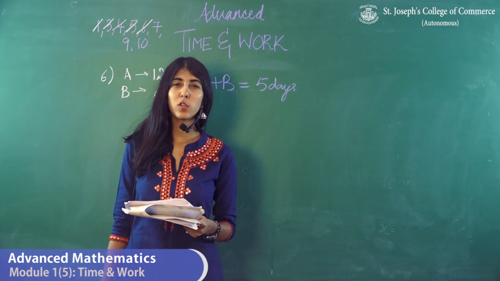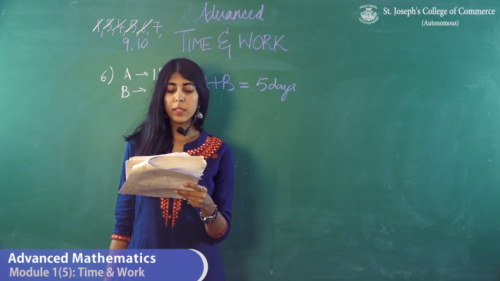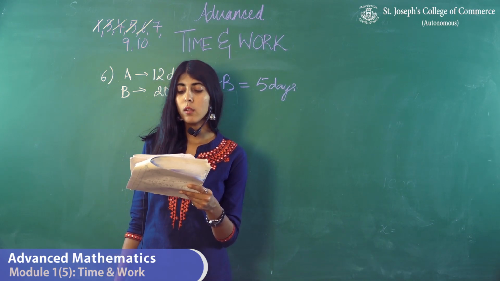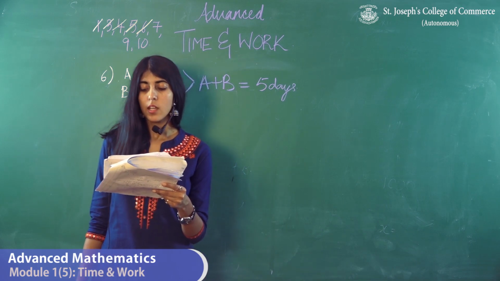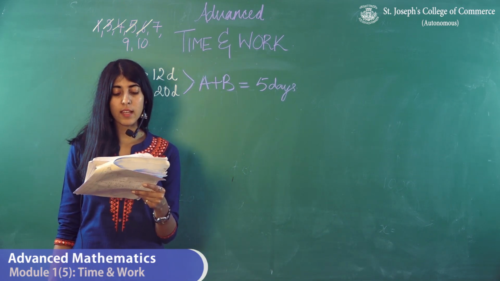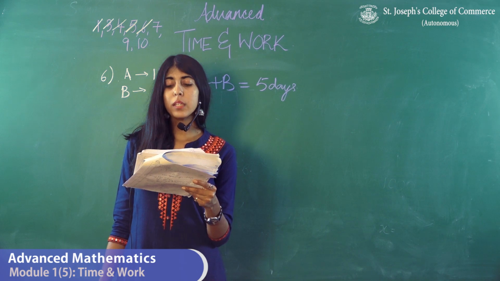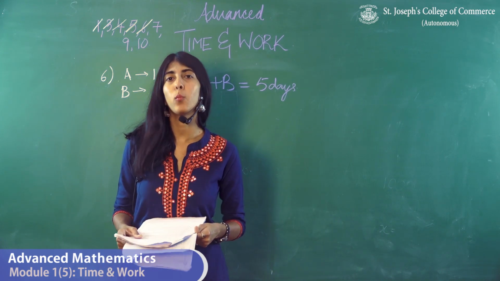Let's move on to the 6th question. A can do a piece of work in 12 days. B alone can finish in 20 days. Both together work for 5 days and A leaves. How many days will B take to finish the remaining work?